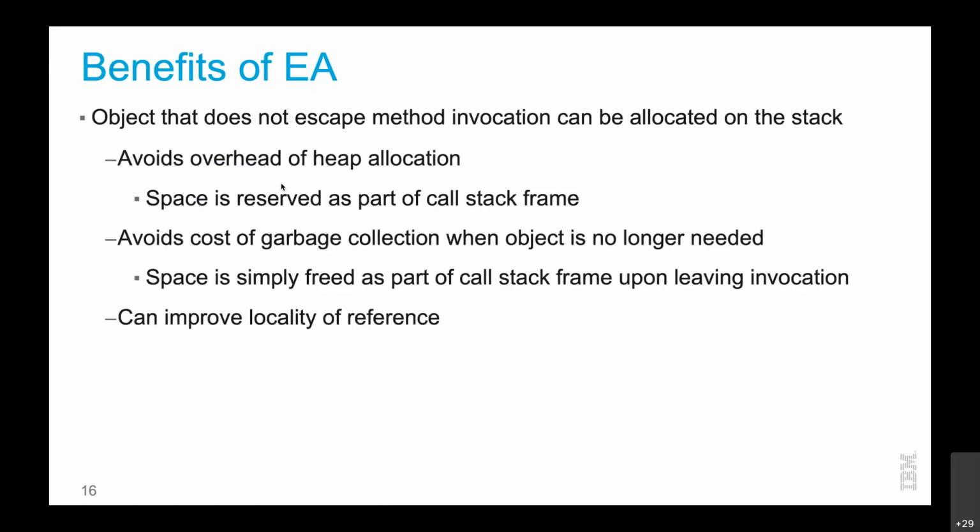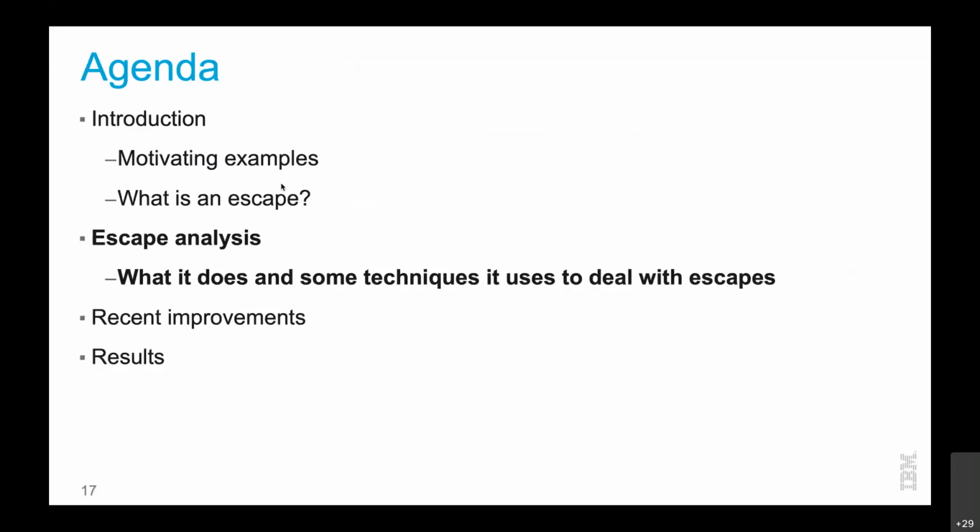And there's also the possibility, although this isn't guaranteed, of improving locality of reference. If we've got several interrelated objects that are all being allocated on the stack, there's the potential that they're close to one another in memory and have less likelihood of cache misses and so on. Okay, so that provided a really quick look at some of the situations in which we've got short-lived objects, what escapes are, and basically what the goal of escape analysis is.